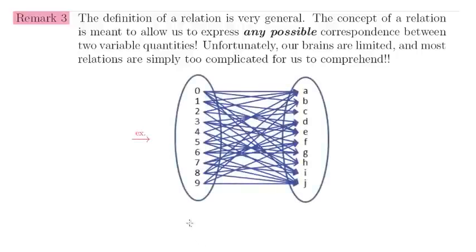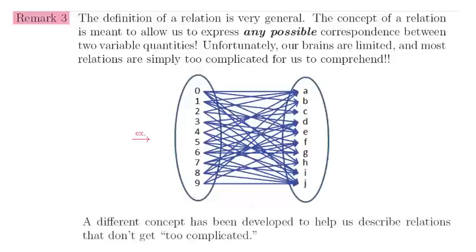For instance, let's just take a simple correspondence, a relation between a domain and range, where every element in the domain maps to every element in the range. Even this becomes very messy, even when only considering 9 elements in our domain. Therefore, in mathematics, we have developed a different concept that helps us to describe relations that don't get too complicated. This is where our concept of functions come into play.